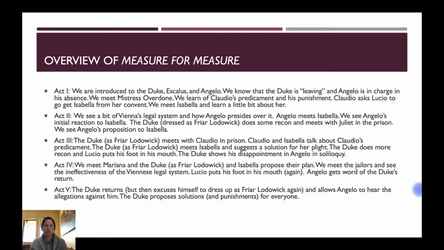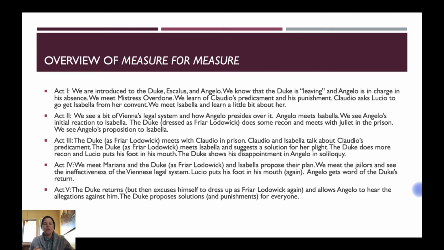In Act 1, we're introduced to the Duke, Escalus, and Angelo. We see the major political players. We know that the Duke goes out of town, in air quotes, and he leaves Angelo in charge. Do we think this is a good choice? At this point, why not, right? Because Angelo is seeming like he's modest, so this could be a good thing for Vienna.